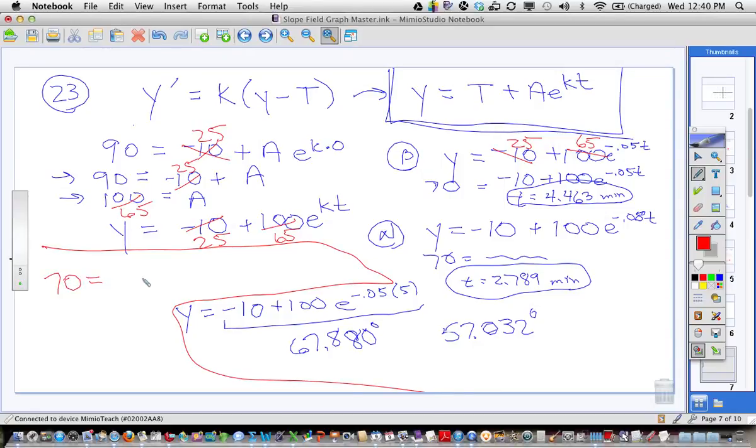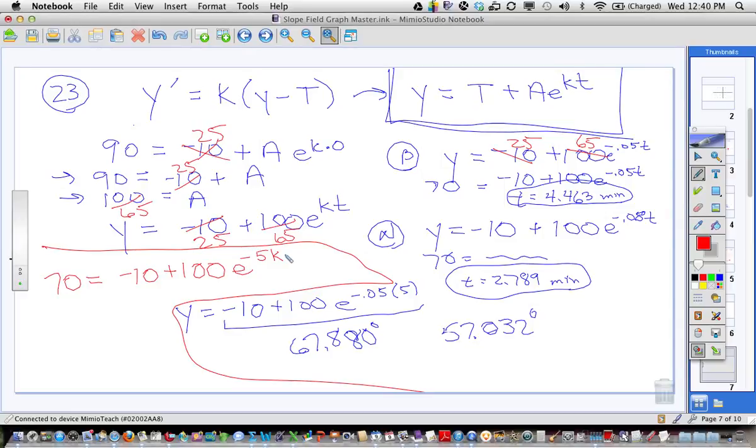70 is equal to, and this was outside, I think they said, right? So -10 plus 100, and then 5 for T. So basically we're plugging a 5 in for T into our original equation that we had with the 100, the -10. We're putting a 5 in for T and a 70 in for the temperature, and we're just solving for k.